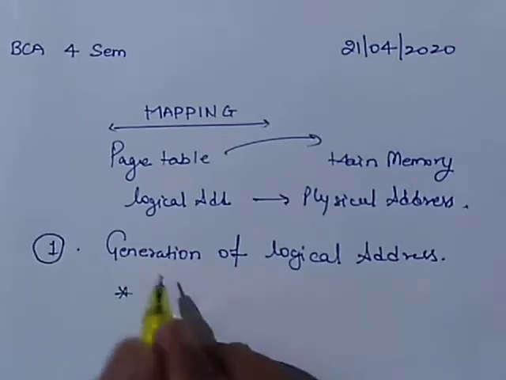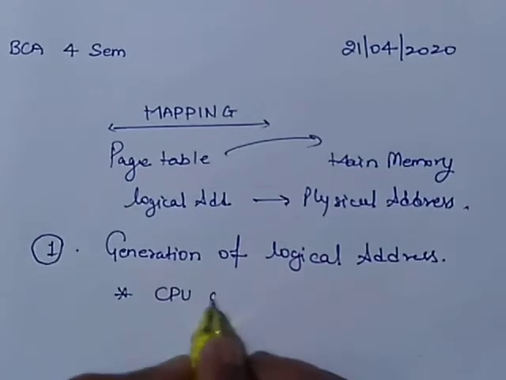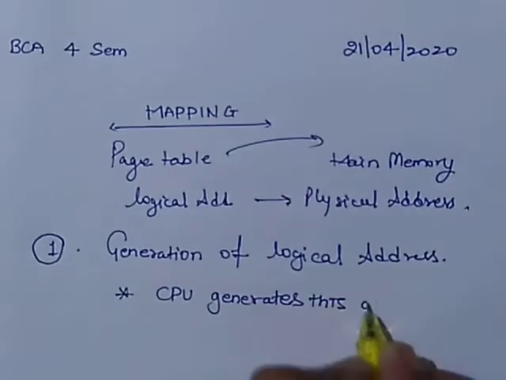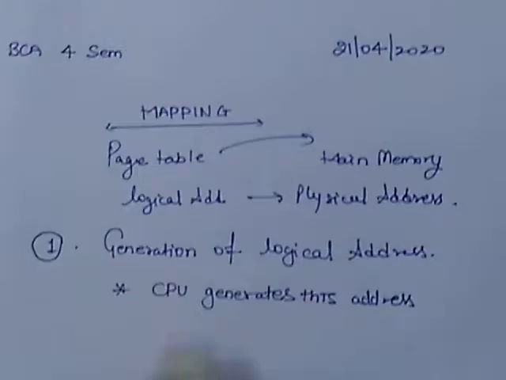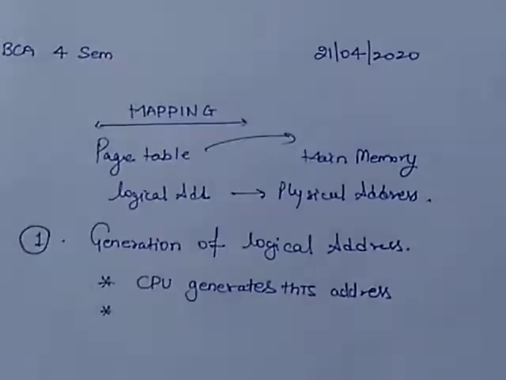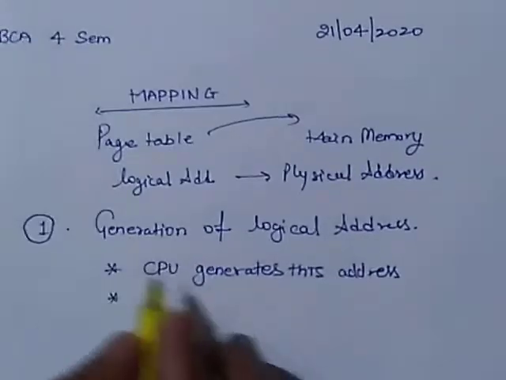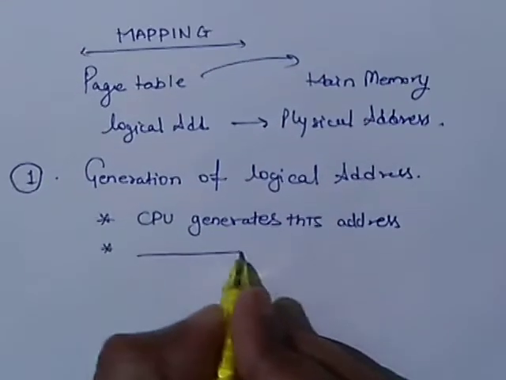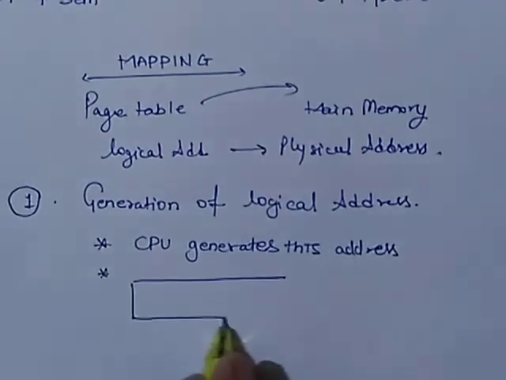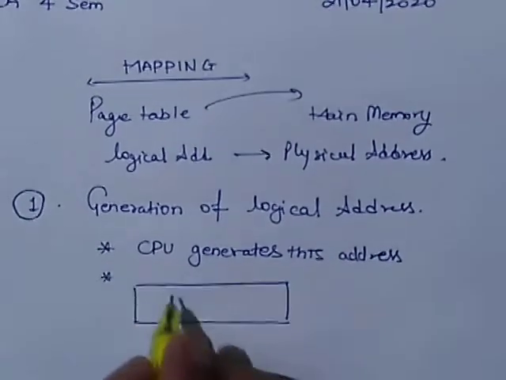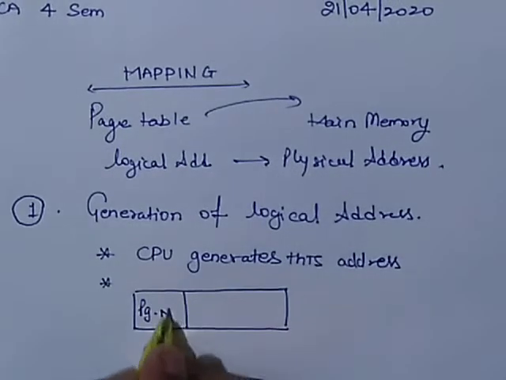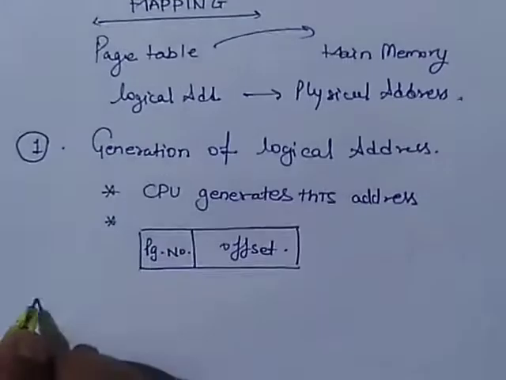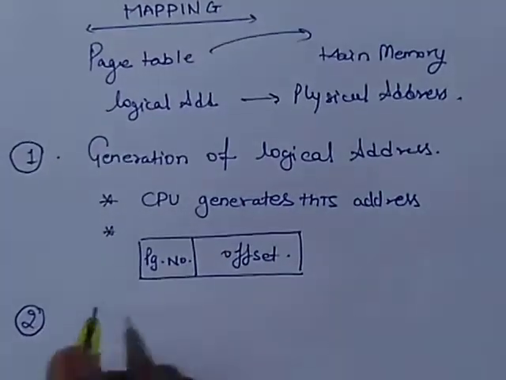As we know, the CPU generates this address, and it is generated for each page of a process. So we can say that this contains two parts. Number one is the page number and another one is the offset. Point number two is scaling.